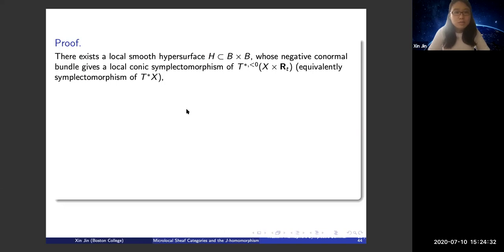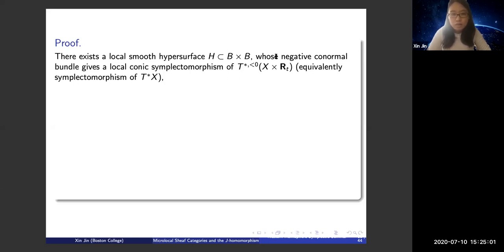So let me just give the sketch of the proof for this proposition, which is related to the idea for proving the main theorem that I will state. So the proof goes as follows. For such an omega, you can always find a local smooth hypersurface in the product B cross B. So B was our box.